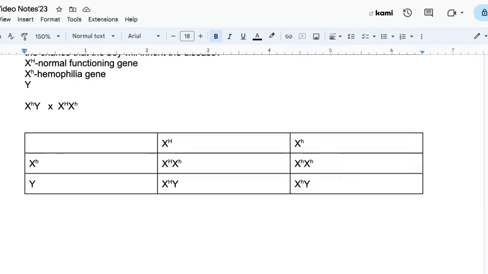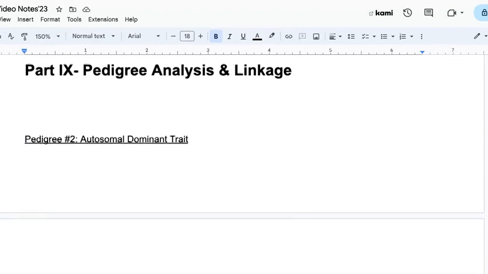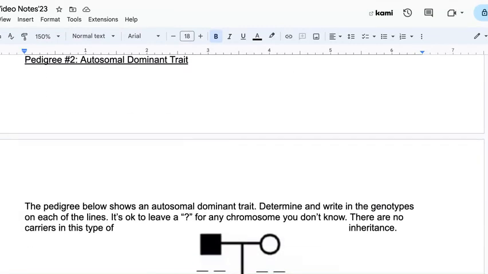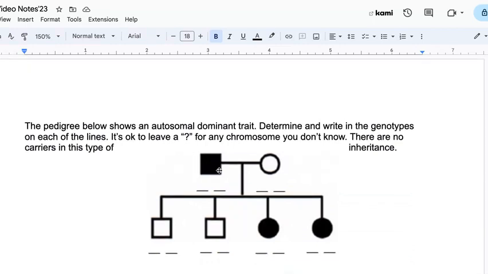Okay. Moving on to pedigrees. And so this is part 9, and I would like to look at question number 2. Again, I'm just kind of doing all twos today. So a few things. This square is for a male. Males are represented by squares. Females are represented by circles.